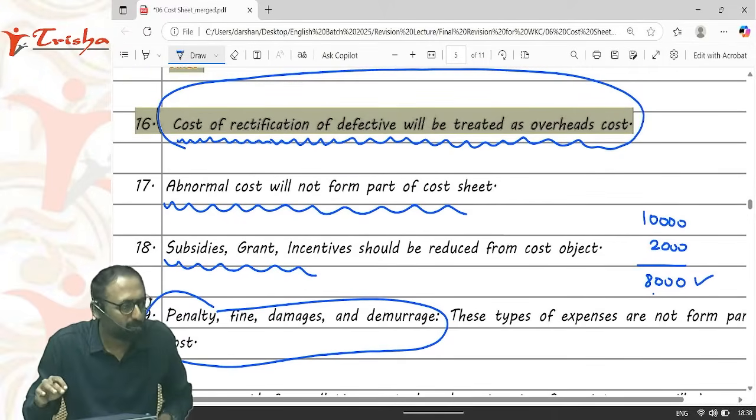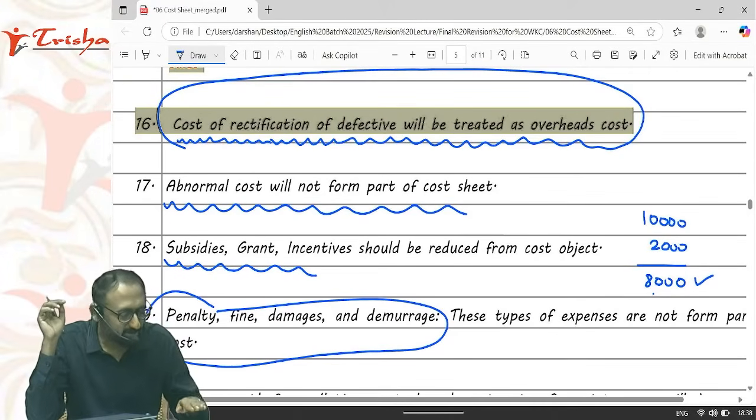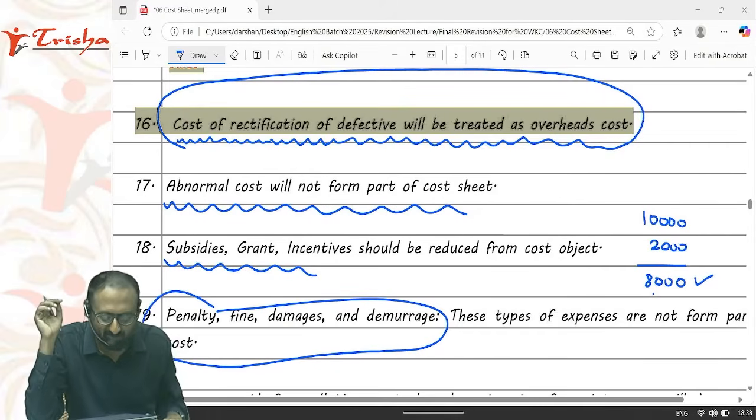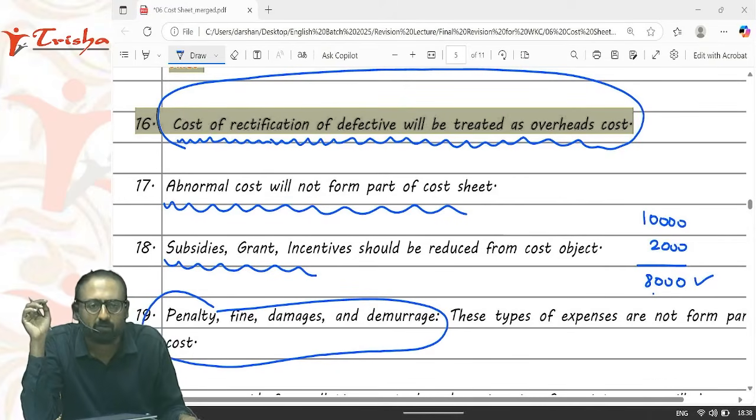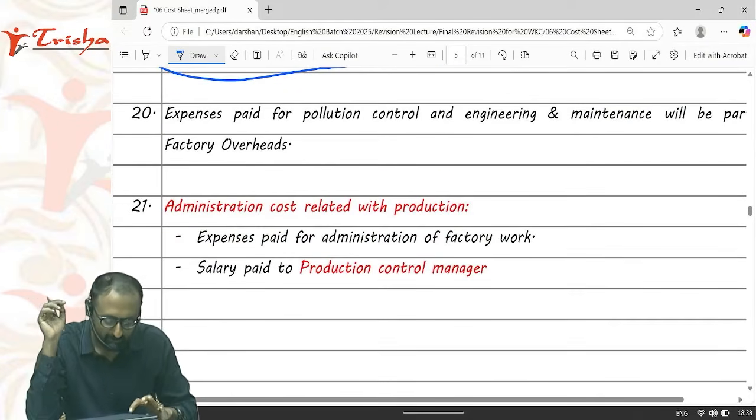Sir, where will you write pollution control expenses? Is it a factory overhead? Is it an administration overhead? Is it a selling overhead? Is it a distribution overhead? Pollution is generated in the factory, so it will be your factory overhead. Okay, next one.